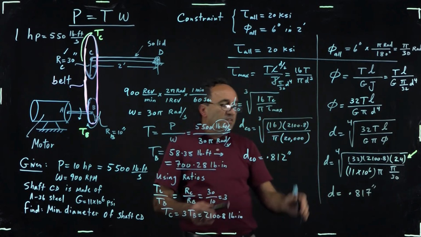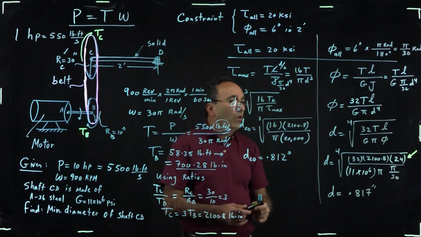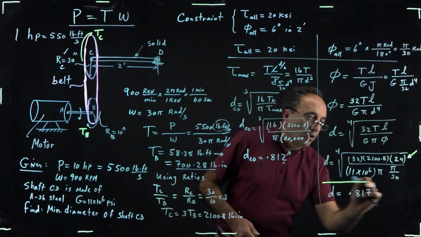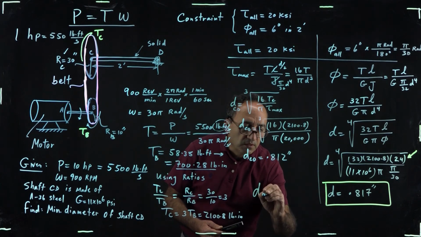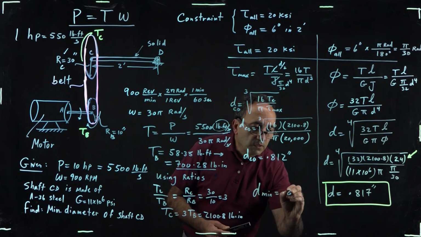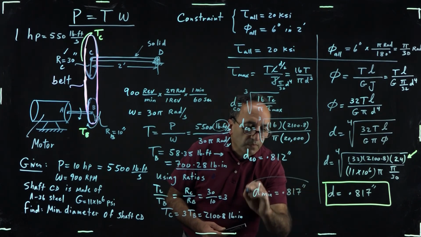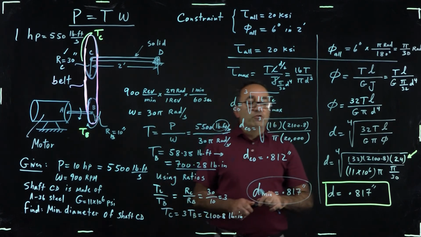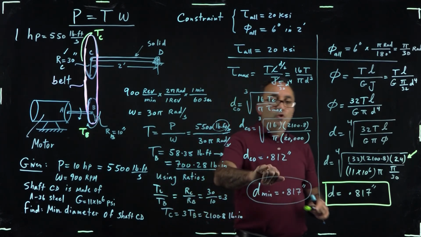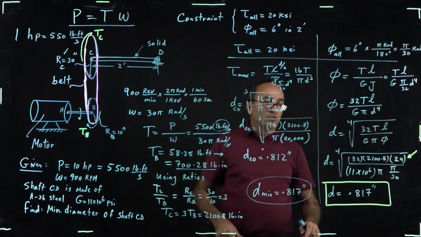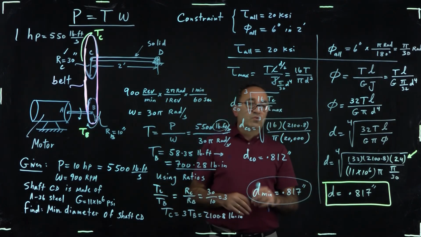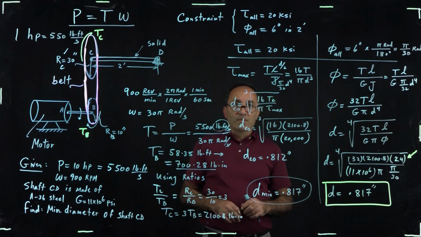So what is the minimum diameter? You always have to go with the larger value. So the minimum diameter here is 0.817 inch, because if you pick 0.812, your angle of twist would be larger than 6 degrees. So when you have a choice between two dimensions, always go with the larger one.